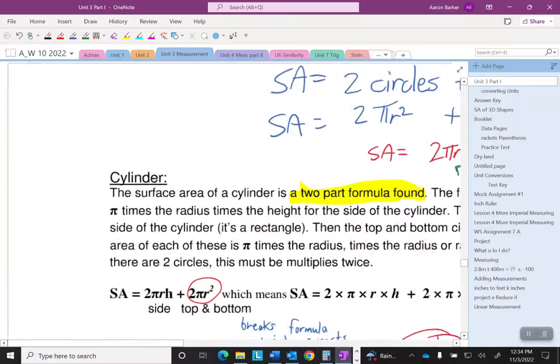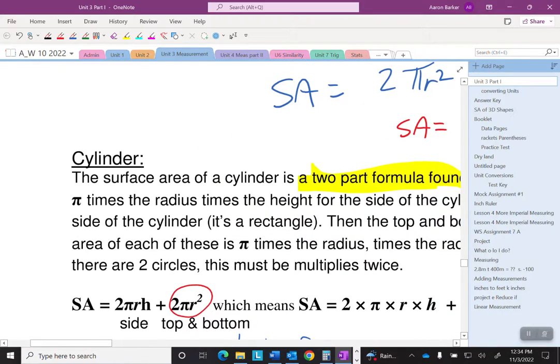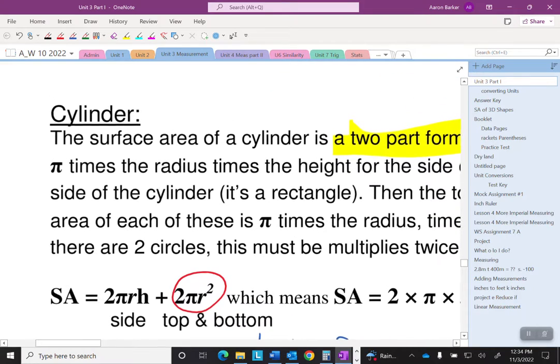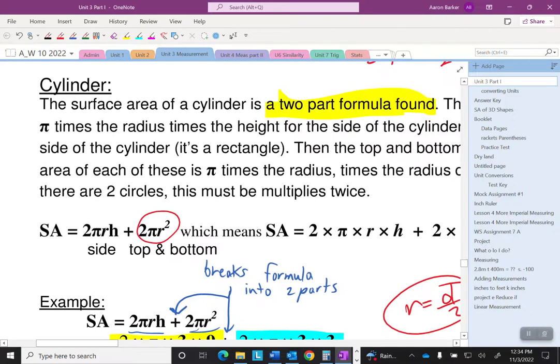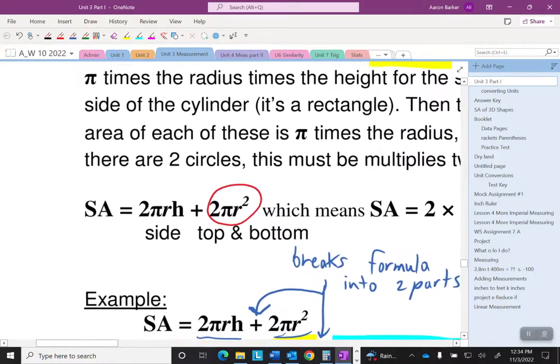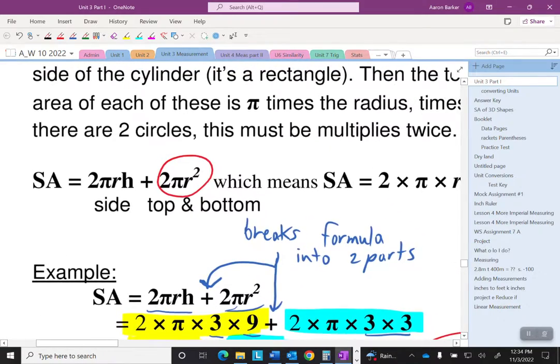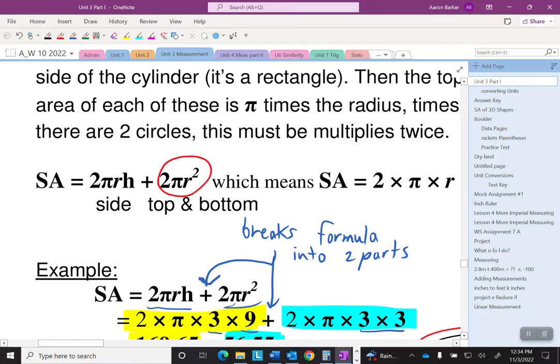Okay, so you can see here they reversed it. They put 2 pi r h first. I'm okay with that. I'm just not in the habit of that because most don't do that. Most have a 2 pi r squared first. Just to help you out, this plus sign breaks the formula into 2 parts. So what you have to do is find an answer to the first part, an answer to the second part, then add them together. That's how BEDMAS is going to work.